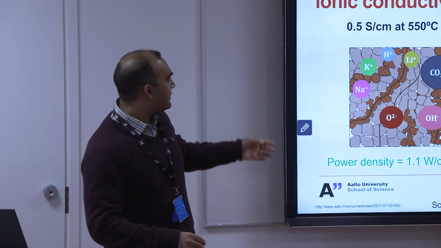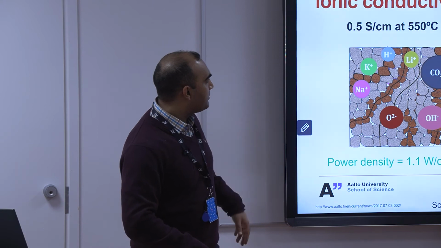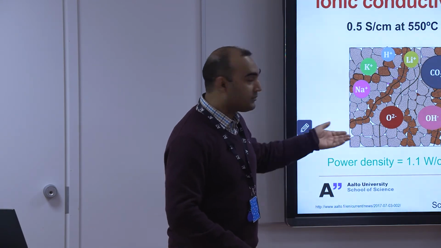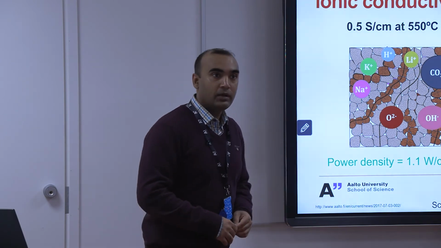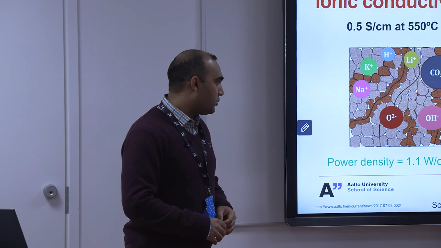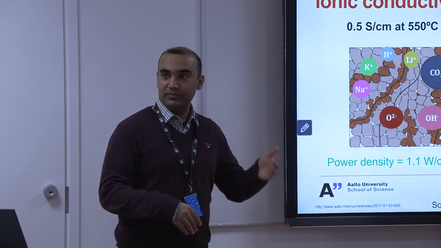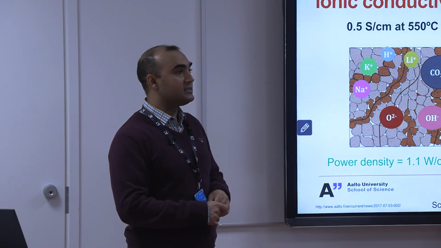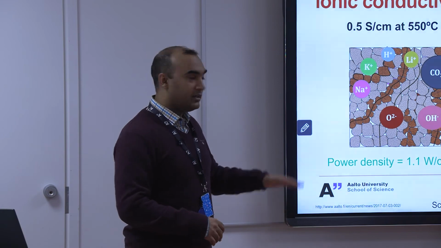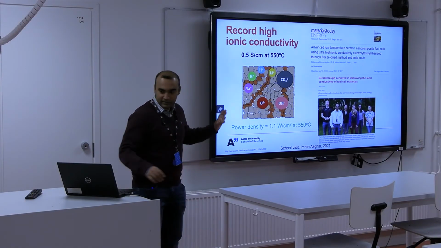So these are the materials. We get about 0.5 Siemens per centimeter, and our study was published in a quite nice journal, Materials Today, and that was a breakthrough in our field. And using those materials, we get about 1.1 watt per square centimeter at 550, which is a lower temperature, because typical solid oxide fuel cells are used at 800 or 900. So now it's a significant difference in temperature. That's one great thing.